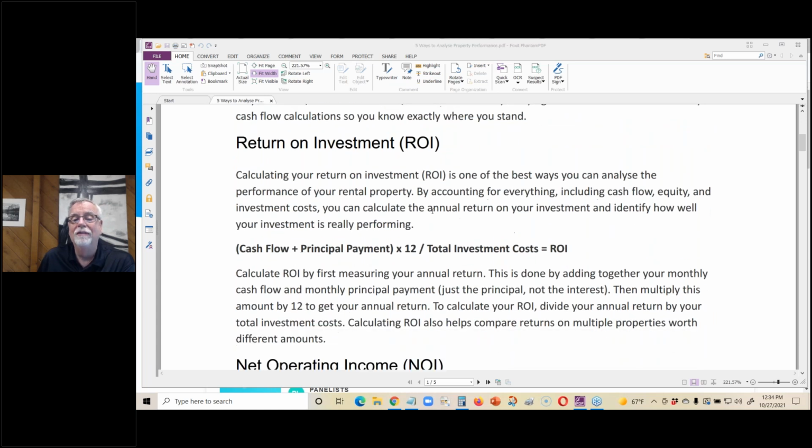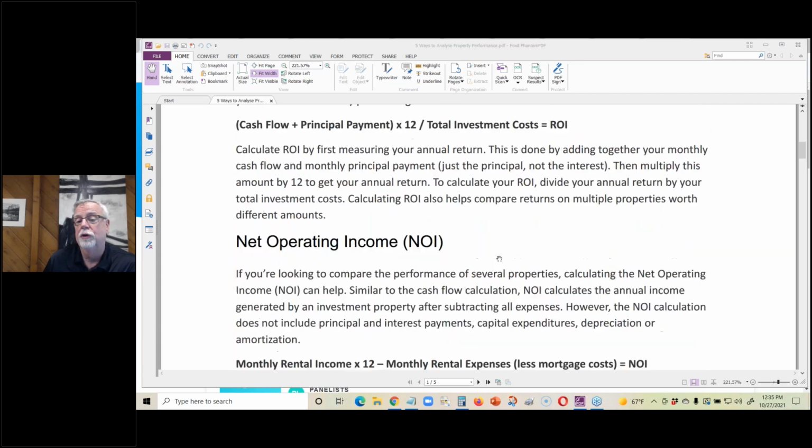The return on investment is one of the other ways of doing this. And again, when we get into one of the examples, I'll show you the software that does all this. But if you take your cash flow, what you're getting every month, and you add your principal payment times 12, you're going to end up with your annual return, divided by your investment costs. The principal payments, we're adding that in because eventually we're going to get that back out when we sell it, and lowering the indebtedness increases the equity. You would divide your annual return by the total investment costs. Again, I'm going to show you an example.